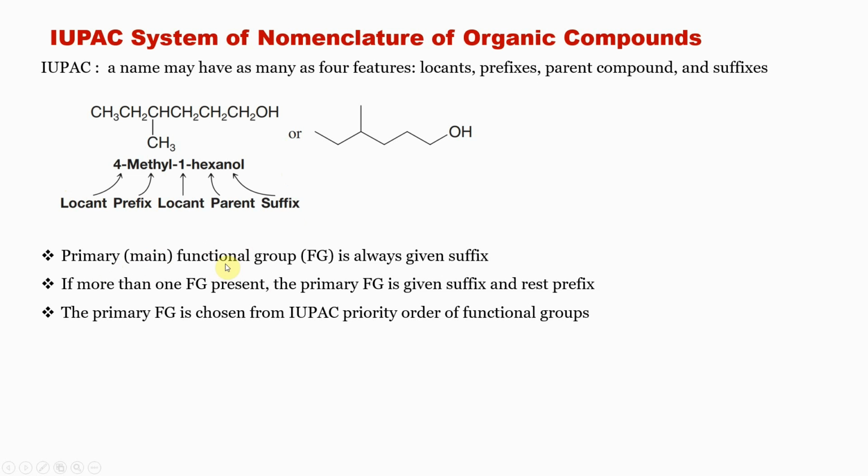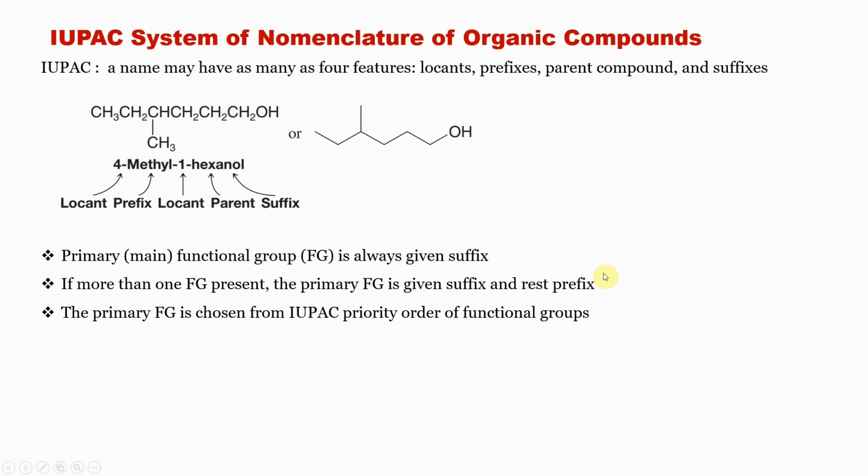The one that is going to determine the root. You need to know the primary functional group. I'll tell you the list in which you need to choose from. A primary functional group is always given the suffix. Okay. If more than one functional group is present, primary functional group is given a suffix and the rest are prefix.